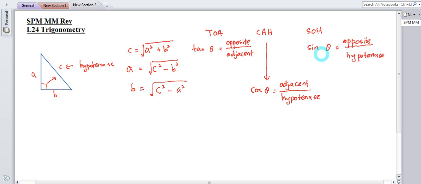Okay, I hope that you still remember this. Tangent equal to opposite side divided by adjacent side. Cosine equal to adjacent side divided by the hypotenuse. And the last one, sine equal to opposite side divided by hypotenuse. Okay, so in this video, I will just focus on these three trigonometric ratios: tangent, cosine, and sine.